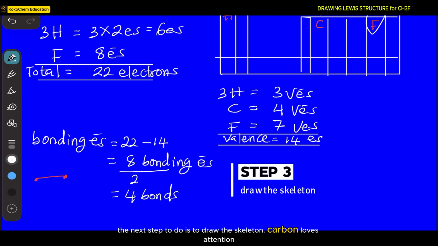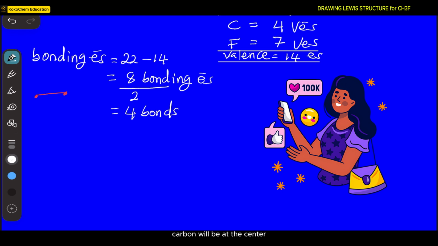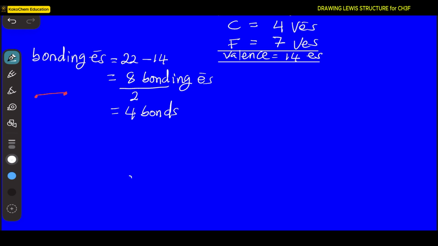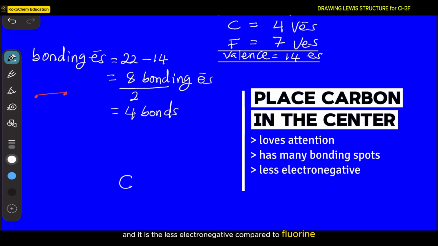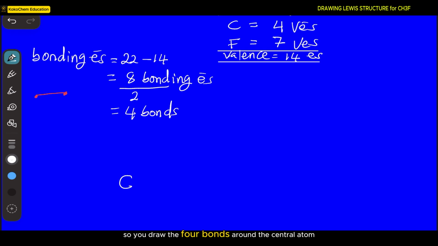The next step is to draw the skeleton. Carbon loves attention. Carbon will be at the center, and it also has many bonding spots. It is less electronegative compared to fluorine. So you draw the 4 bonds around the central atom, which is the carbon, and then attach the 3 hydrogens and then 1 fluorine. Each single line represents 2 electrons.